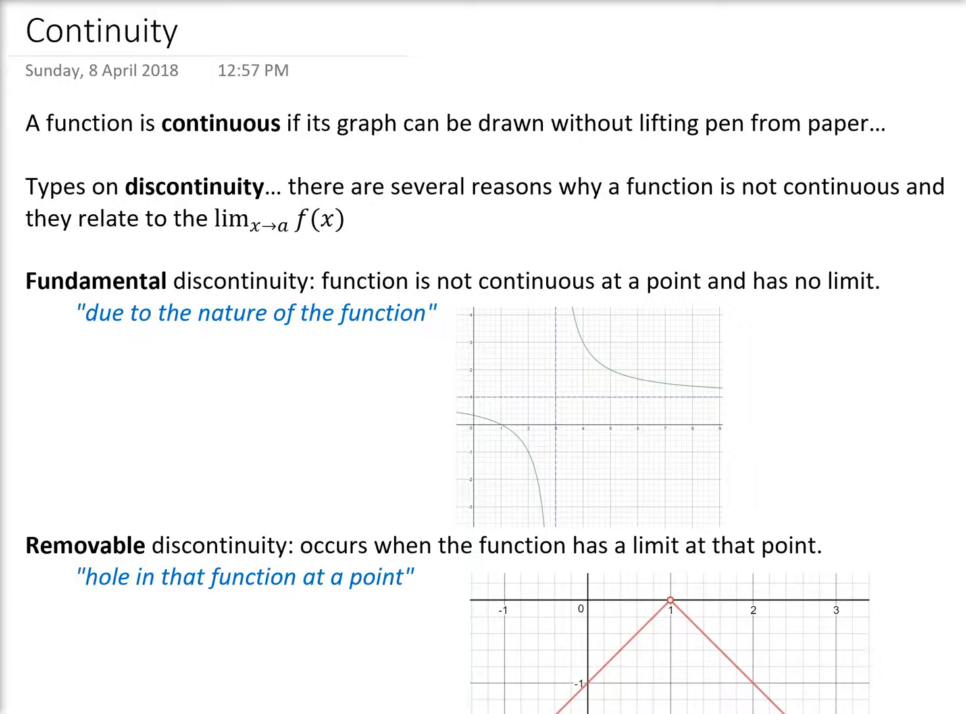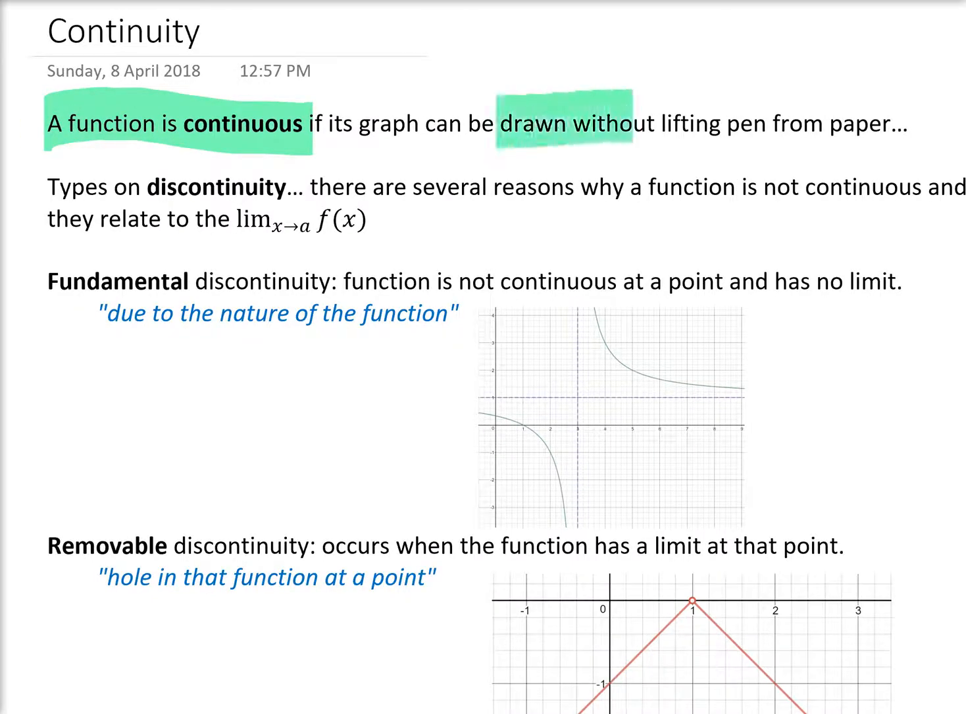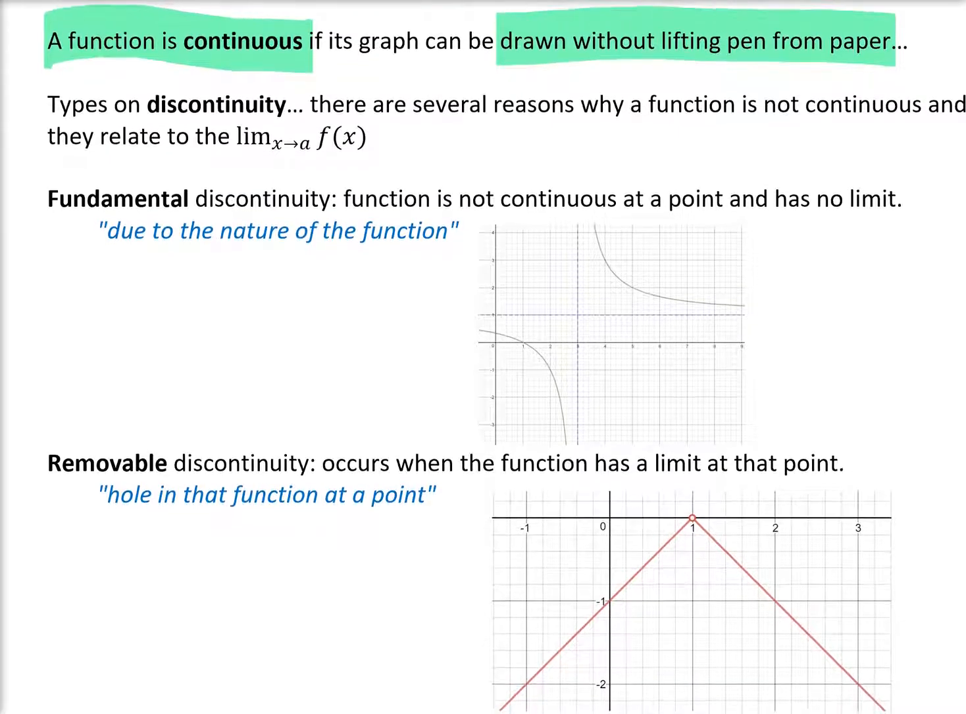Right, so continuity, in other words, is a graph continuous or not? Very simply, a graph is continuous if you can draw it without lifting a pen from the piece of paper. If you can't, then it will be discontinuous, and there are different types of discontinuity. Fundamentally, discontinuity is due to the nature of the graph. So there's a hyperbola. You can't actually draw this graph without taking your pen off the paper. It's the nature of the function.